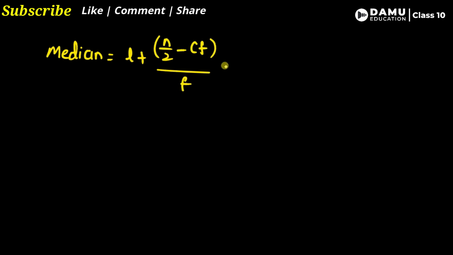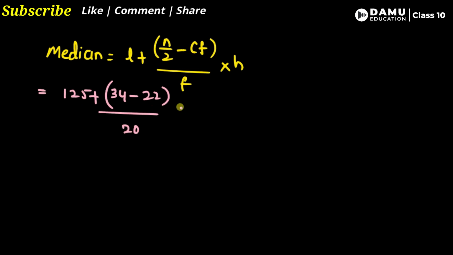The median formula is: lower boundary of the median class, small l, plus n by 2 minus C, the cumulative frequency, whole divided by f, into h. As we know, l, the lower boundary, is 125. Then n by 2 we have already taken, that is 34. Cumulative frequency is 22, divided by frequency 20, then class length also 20. So here the 20s will cancel.